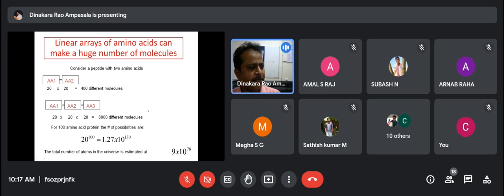Here you can see the different combinations of amino acids. We have 20 amino acids in various combinations, so you can get different lengths. The total number of atoms in the universe is estimated as 10 to the power of 78. If you take a first and second amino acid, you can get 400 different molecules. If you take 3 amino acids, 20 cubed gives 8,000 different molecules. We have 20 amino acids, so you can imagine how many different types of proteins are present.